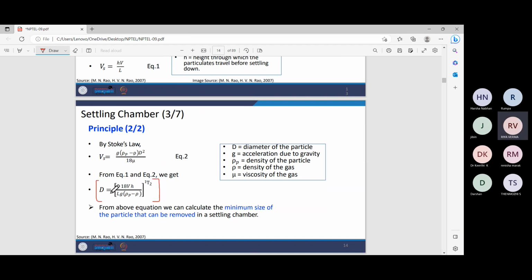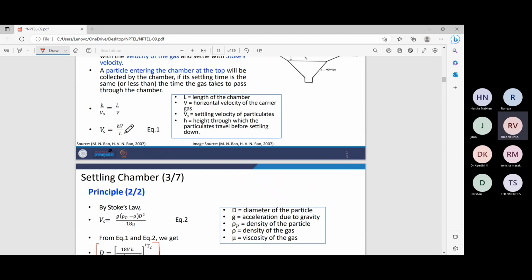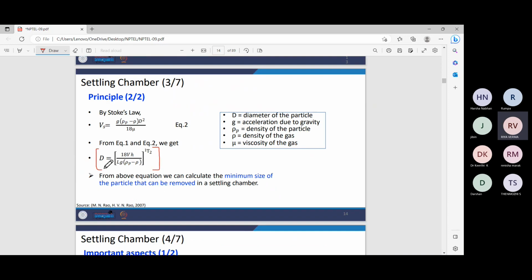How did we get to this equation? This is by Stokes law. The settling velocity is g multiplied by the density of the particle minus the density of the air, into d squared by 18 mu. Here d is the diameter of the particle, and mu is the viscosity of the gas. By rearranging this equation and putting the value of Vs as HV by L, we get d as, this should be 1 by 2, it's not 1 T2, under root 18 mu VH by L g (rho_p minus rho).